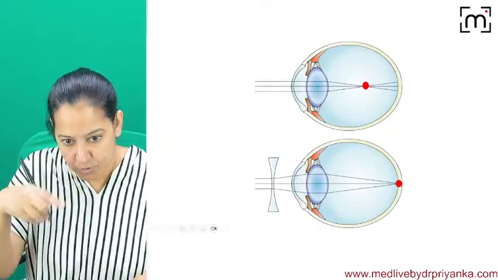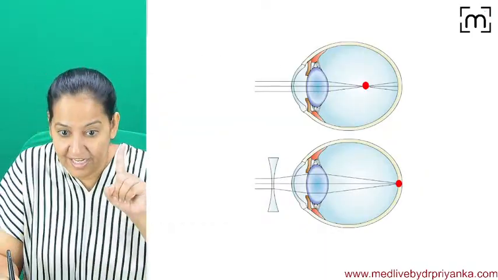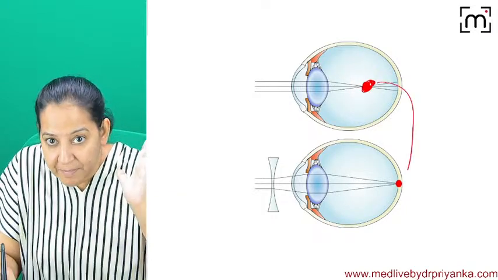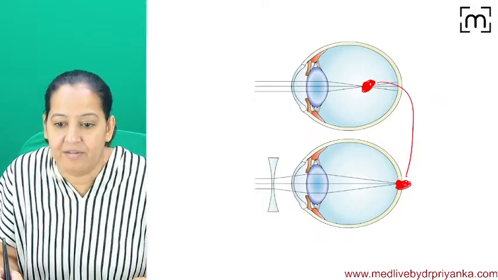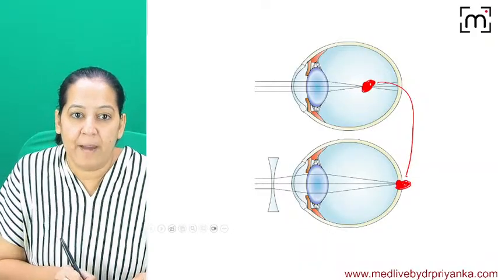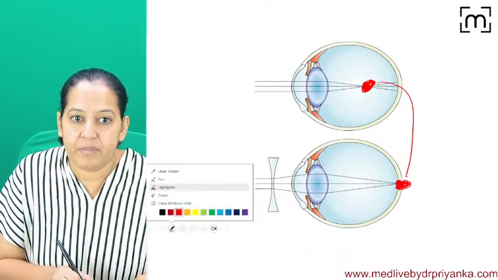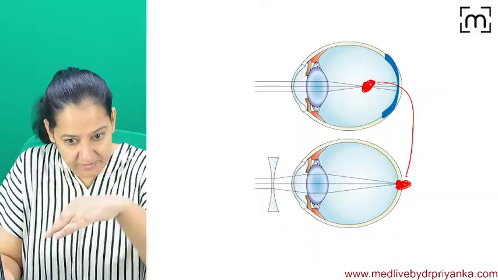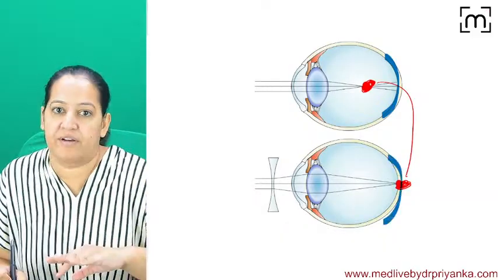So you can see the 2 images, see the red dot. Currently in myopia, the red dot is in front of the retina. We have to bring it back on the retina. Appreciate the retina. People, where is the retina? Here is the retina. So in myopia, it is in front of the retina and we have to bring it back on the retina. Got it?